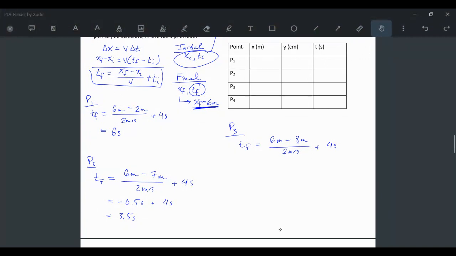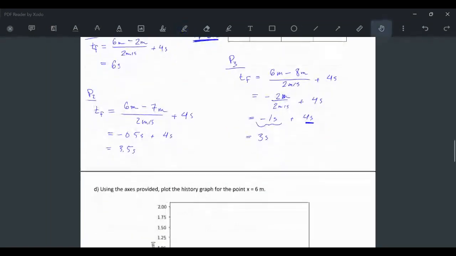Yeah, so proceeding onward with P3. Basically what this first term means, we'll calculate out that this fraction is minus 1 second. It means that P3 was at 6 meters 1 second prior to when we had our snapshot at 4 seconds. So putting that from clumsy English into just a simple number, it was at 3 seconds.